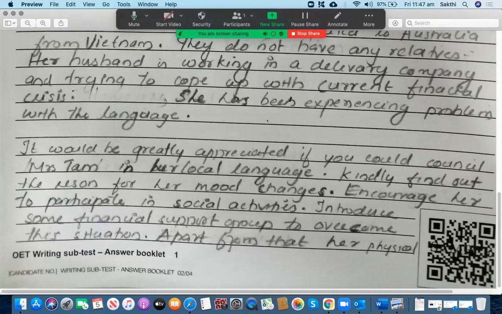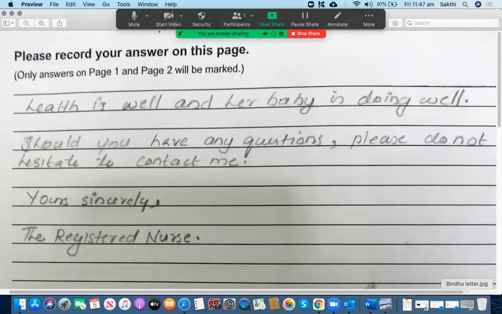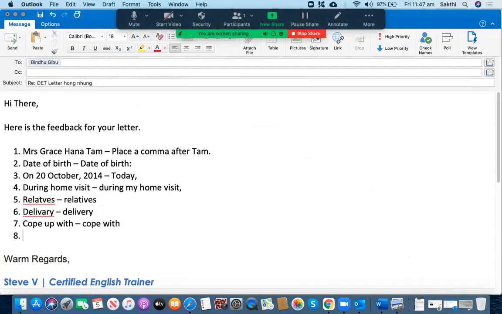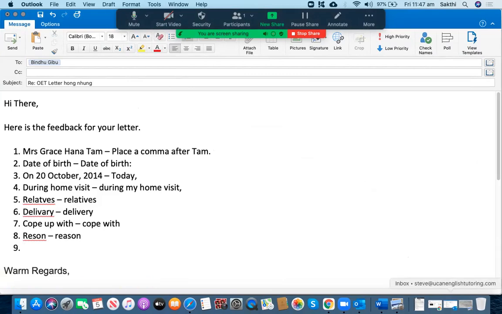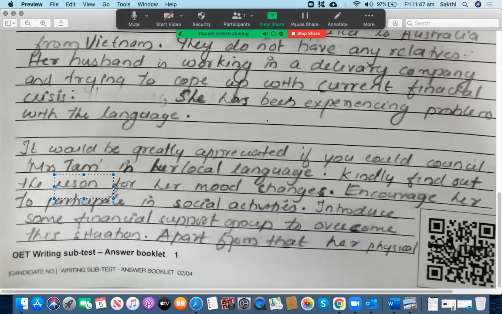It would be greatly appreciated if you could counsel Mrs. Tam in her local language. Kindly find out the reason. This is wrong. I think the reason should be REA. It's not RESON. That's wrong. It's reason. For her mood changes, encourage her to participate in social activities.